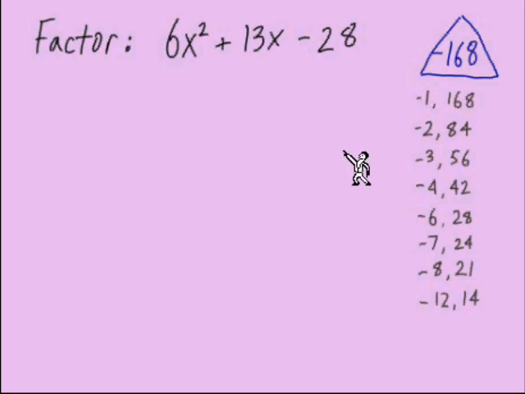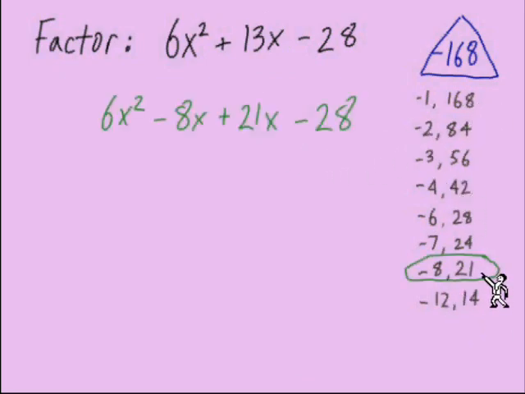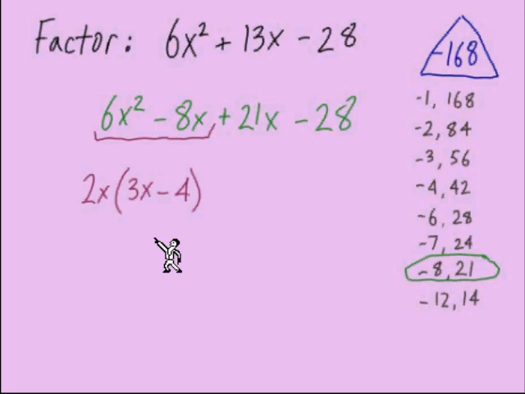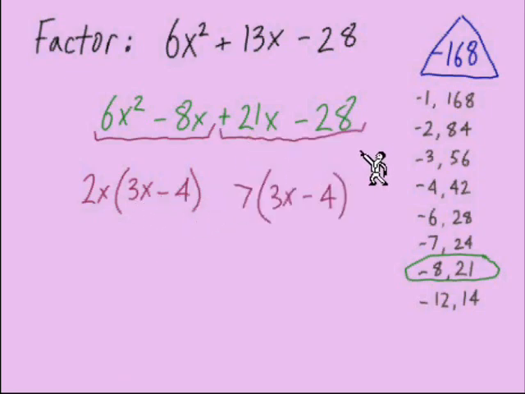What's adding up to equal positive 13? And there it is, negative 8 and positive 21. Okay, those numbers are used as two new terms in the middle. Negative 8x plus 21x is the order I chose. We'll factor by grouping. From the first pair, a GCF of 2x, and in parentheses, 3x minus 4. From the second set of parentheses, GCF of a positive 7, with in parentheses 3x minus 4.